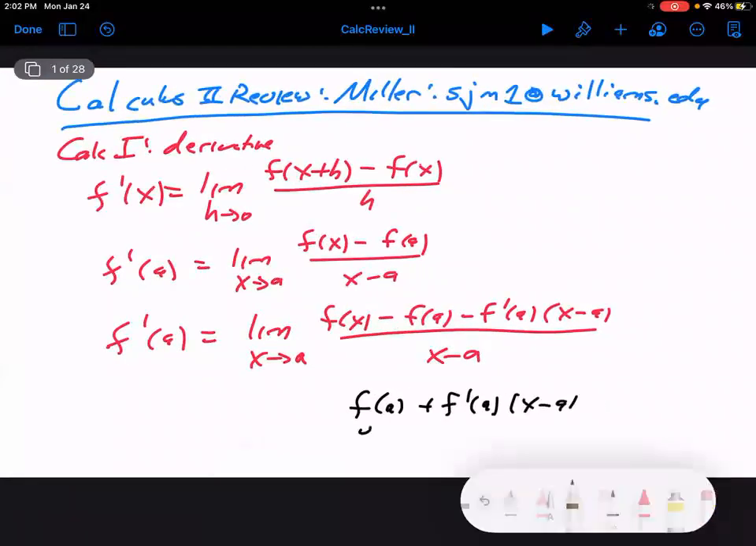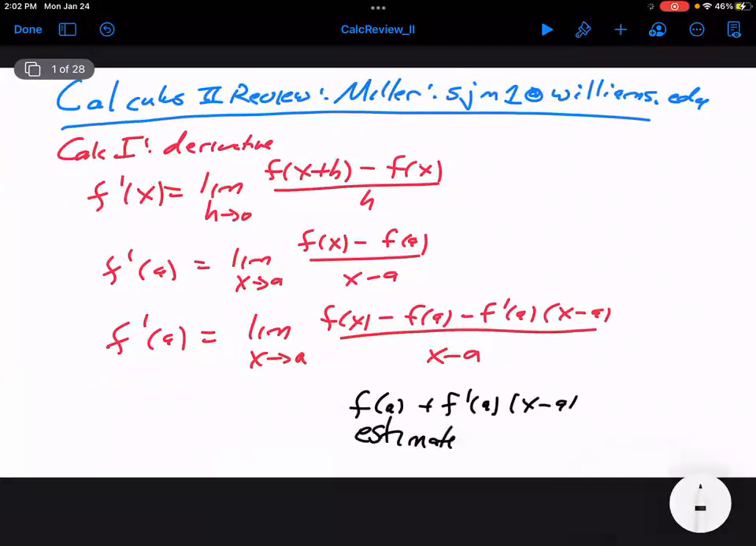So this estimates where we will be. So f of a is our instantaneous location. It's where we are at time a. F prime of a is our instantaneous speed. X minus a is elapsed time. So if I wanted to try to estimate where I would be, I look at where am I, how fast am I moving, and how long have I traveled. And so Calculus 1 talks a lot about that, and we have lots of rules to find derivatives.